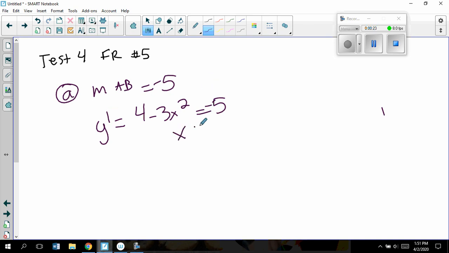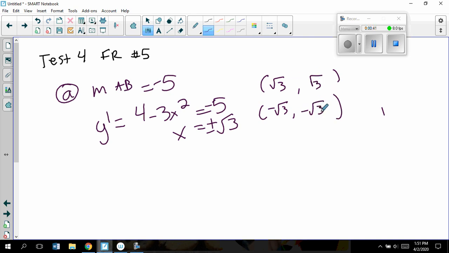Solving that, you get x equals plus or minus the square root of 3. When you go back and check, it does say the x and the y coordinates. So you've got to plug both of those back into the original, so into y, to get their y values, which come out to be that.